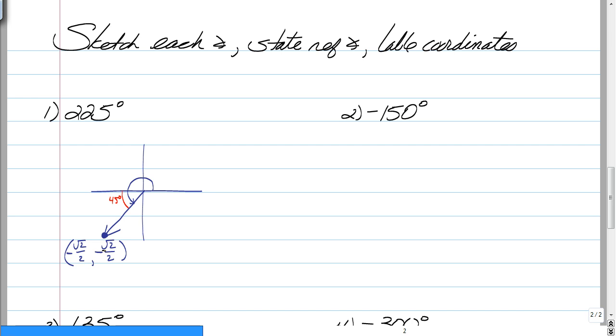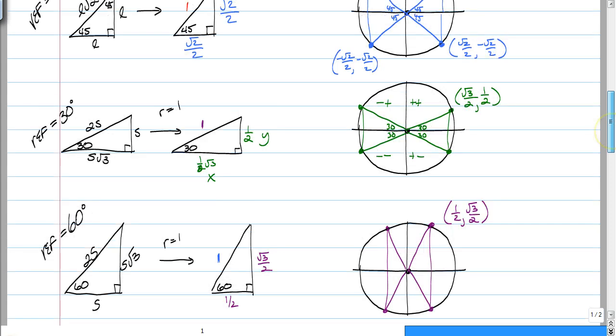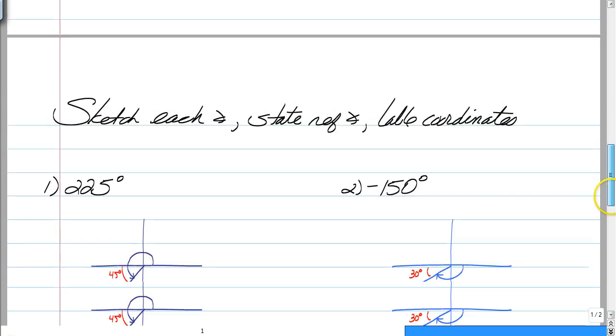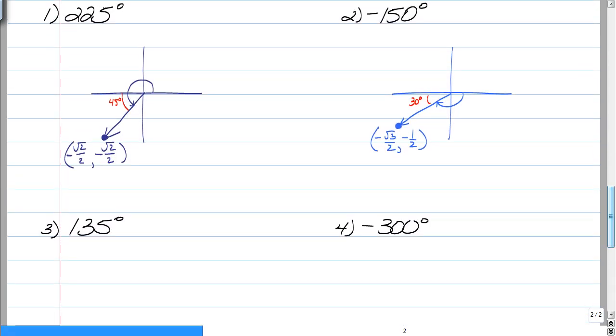All right, so that's how you do those. Why don't you try number 2 really quick. If you got negative √3/2, comma, negative 1/2, you're good to go. So you draw your angle. Your reference angle is 30 degrees. So you use your 30, 60, 90 triangle from up here. Use the 30-degree reference angle to find out that it's √3/2, comma, 1/2, and you just transfer the coordinate and put the appropriate signs for quadrant 3.